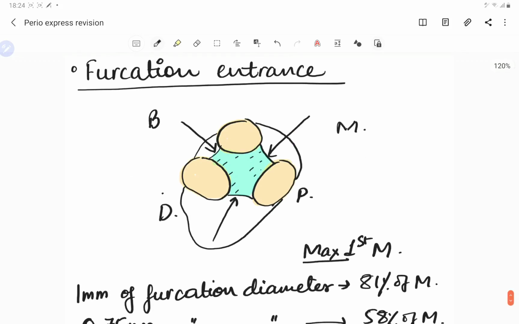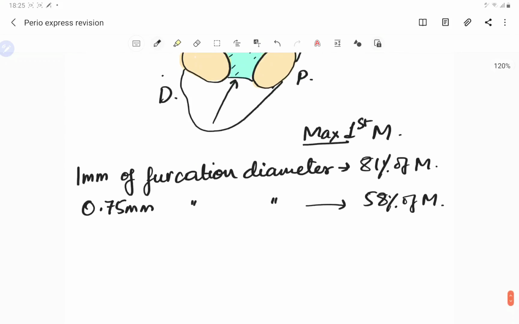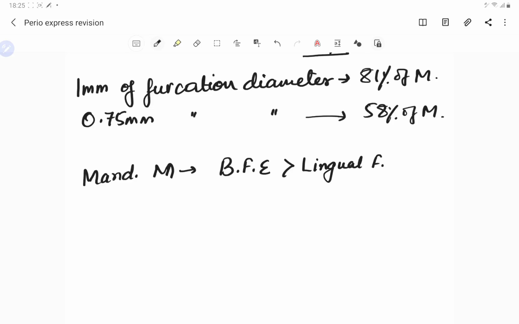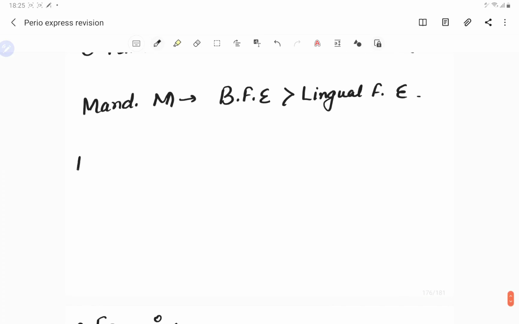And if you see here, the buccal furcation entrance is wider than the lingual one in the case of mandibular molars. So in mandibular molars, we have the buccal furcation entrance wider than the lingual furcation entrance. And in the case of maxillary molars, we see that the mesial is wider than the distal, is wider than the buccal.